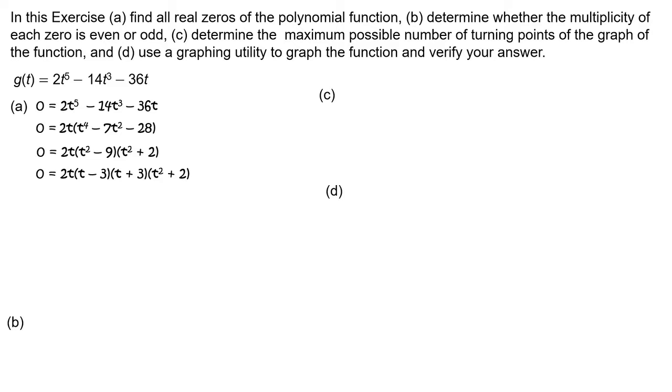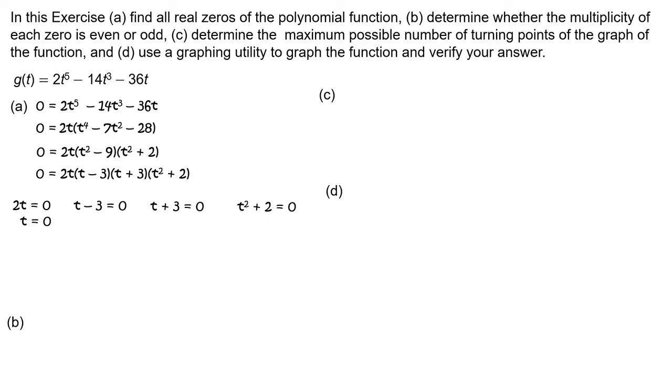Next, factor the expression t squared minus 9. You will get 0 equals 2t times the quantity t minus 3 times the quantity t plus 3 times the quantity t squared plus 2. Next, set each factor equal to 0 and solve for t.